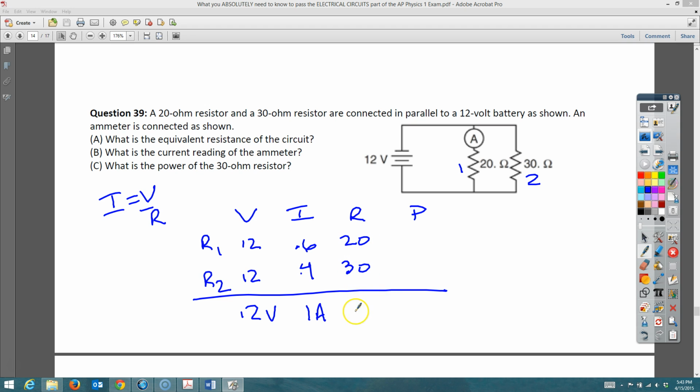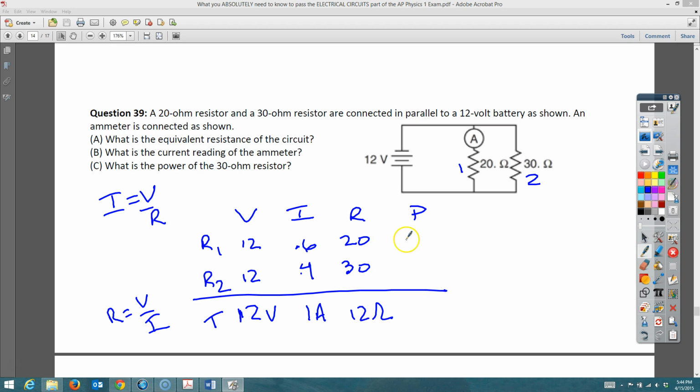We can't just add these and make 50. We probably make it a little bit easier. We know the resistance is equal to V over I for the total. And so 12 divided by 1 is going to give us 12 ohms. That way we don't have to do 1 over or even the shortcut method.